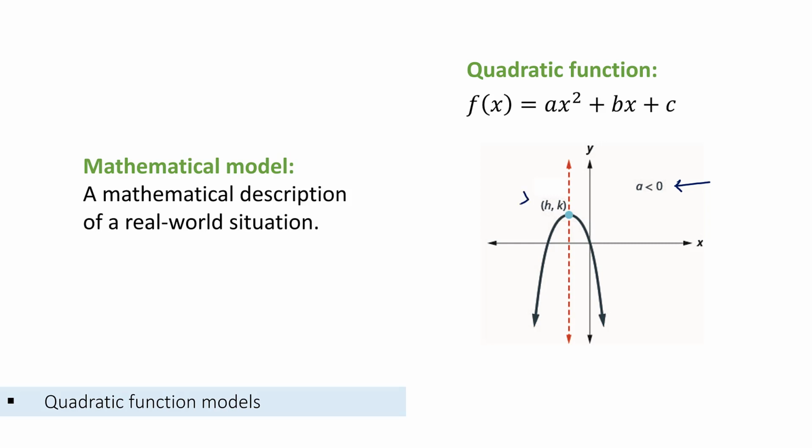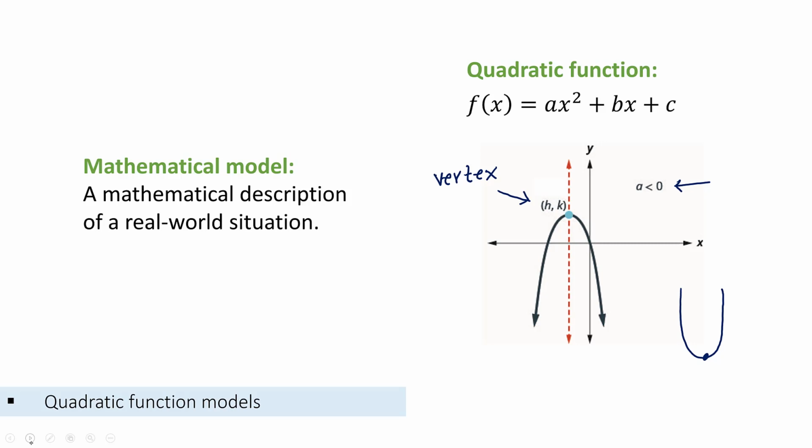Now, H and K represent the coordinates of the vertex. In the case of a parabola that opens downward, like this one, the vertex corresponds to the highest point of the parabola. But if the parabola is opening upward, like this, the vertex would correspond to the lowest point of the parabola. There are many situations in real life that behave in parabolic curves.